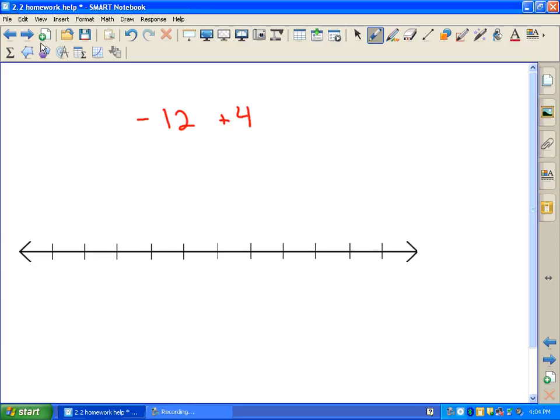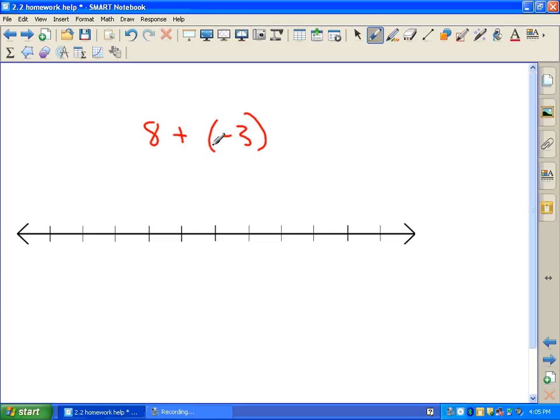So we can look at a couple more of these. A negative 12 plus 4. That tells me my answer is going to be negative because the 12 is bigger. And if I subtract them, that is 8. So if I'm starting over here at negative 12, I'm just moving to the right 4 places. 1, 2, 3, 4. That's going to be at negative 8. Negative 11, negative 10, negative 9, negative 8. Excuse me. So we can see that this will give me a negative 8.